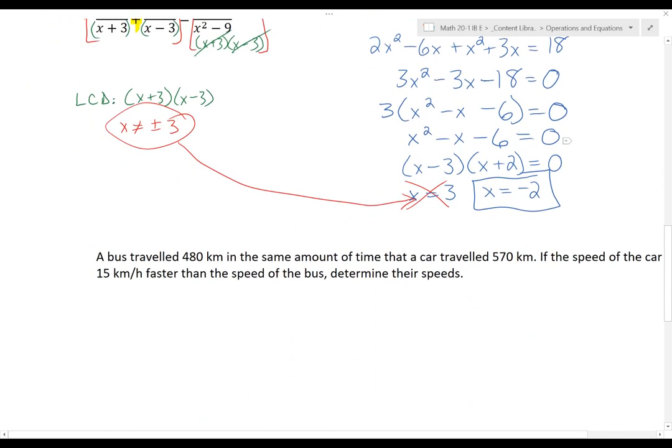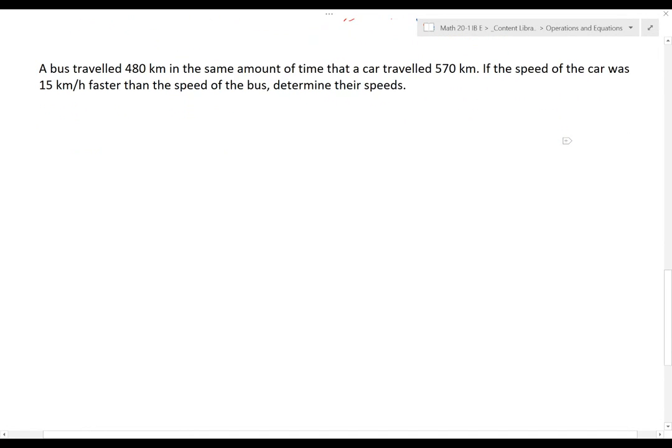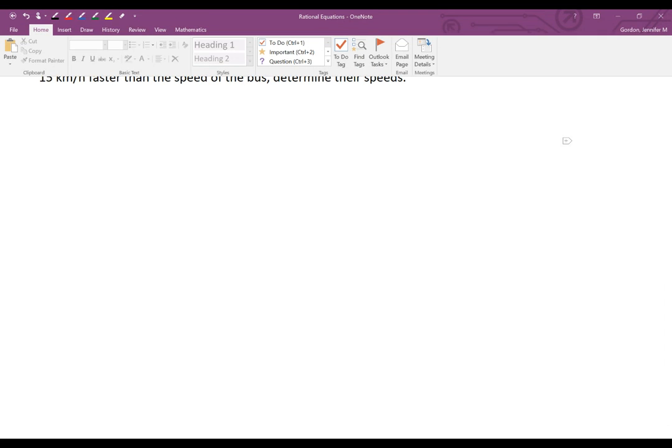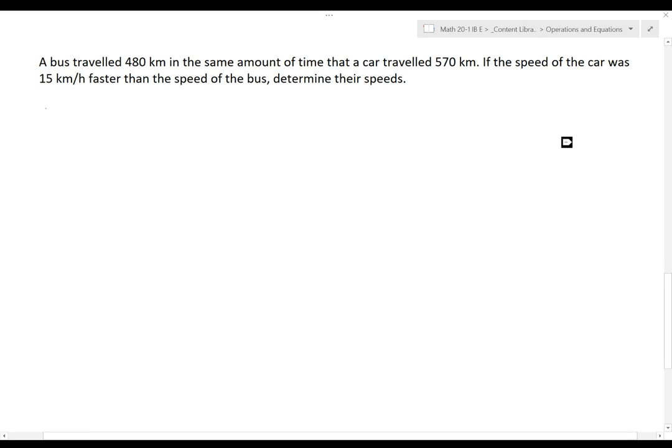All right, and with this, we're actually going to also look at a word problem, a very classic type of word problem that we see with these rationals. It's one in which we have a speed, time, distance question. So these are based on the fact that the distance traveled is your velocity times your time.